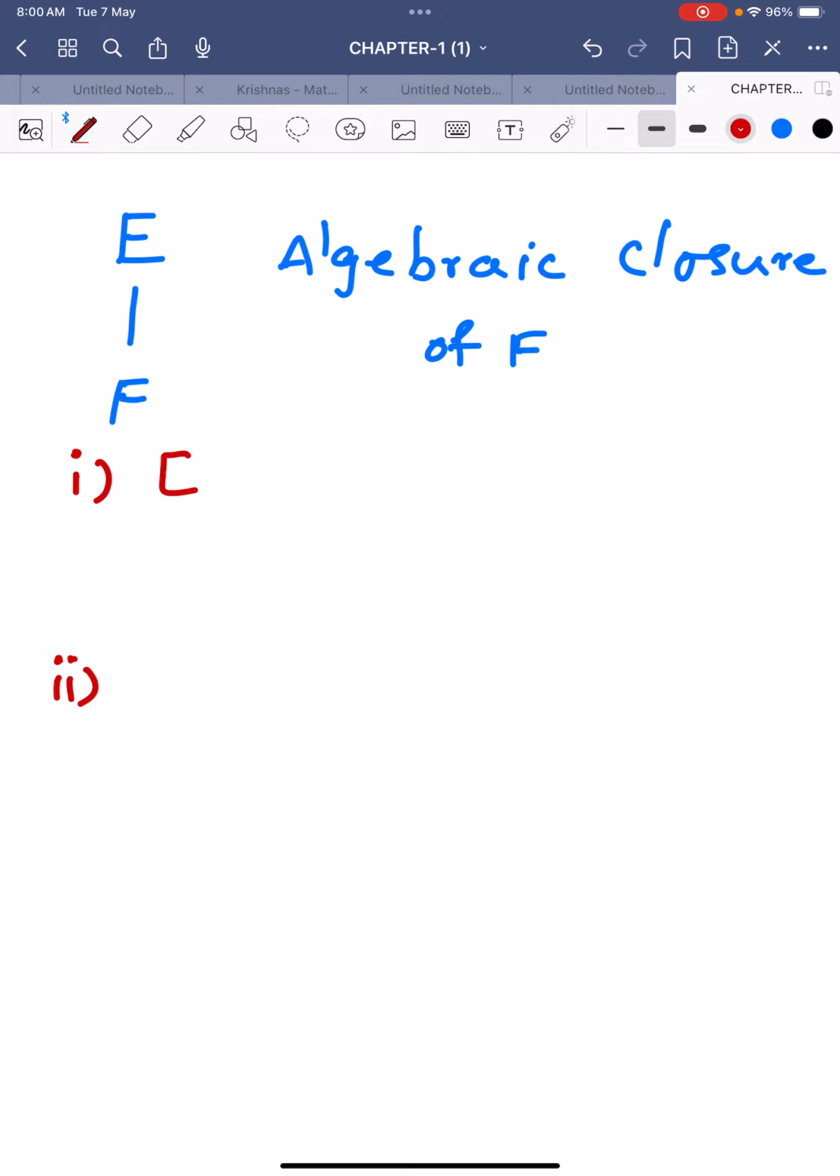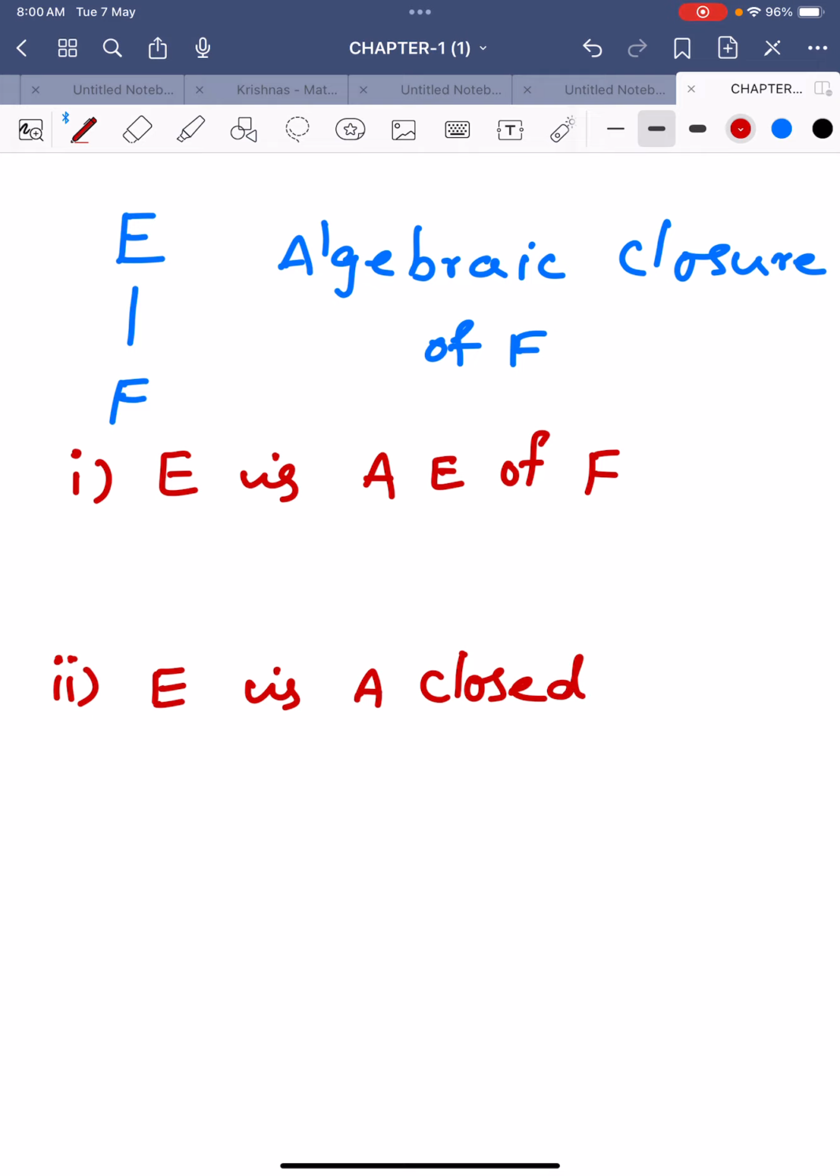First one, this capital E is an algebraic extension of capital F. And capital E is algebraically closed. And the algebraic closure is denoted by E bar.